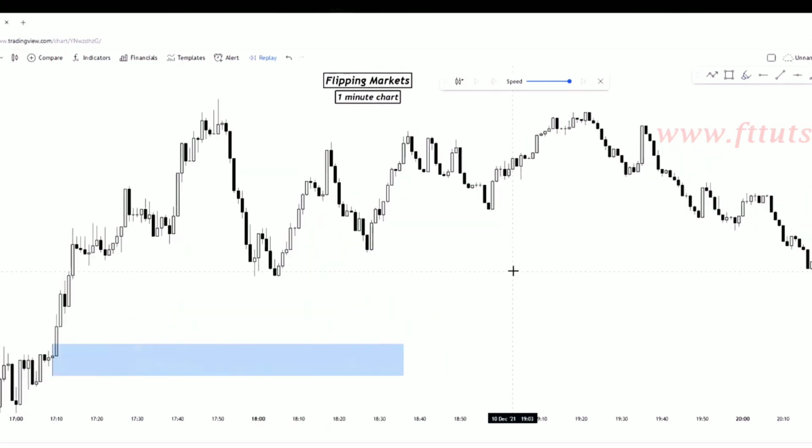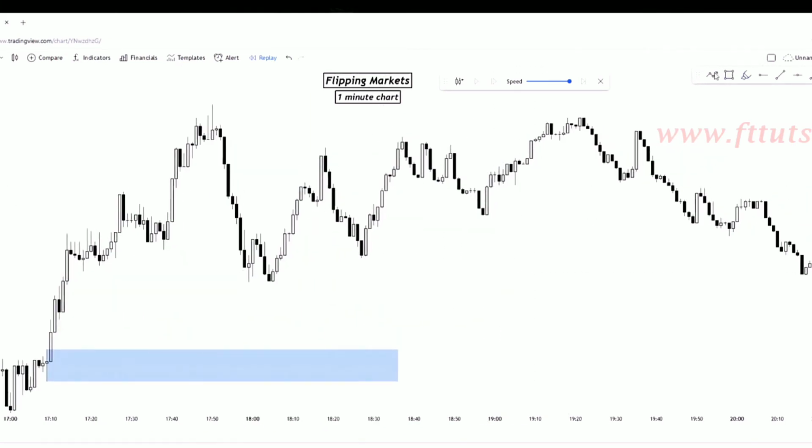Okay, let's find another demand zone. So as you can see, price broke structure here to the upside, created inefficiency here. So we will have to find the last candle before the inefficient push. This candle is the last candle before the inefficient push. So this will be our right demand zone.